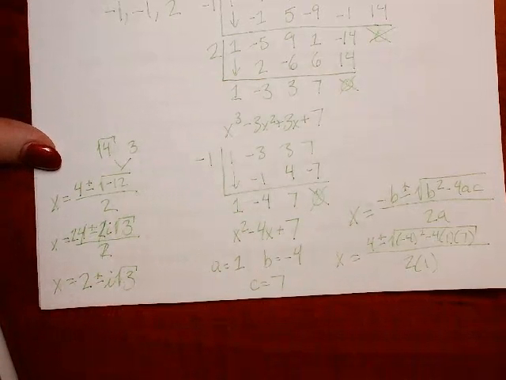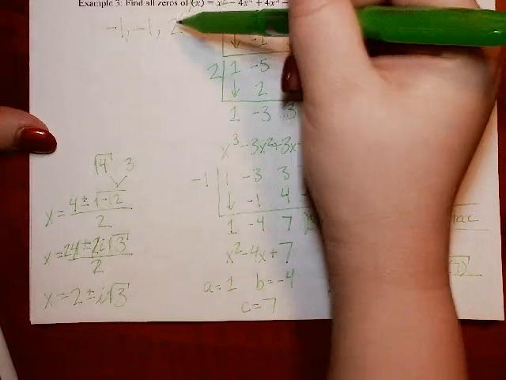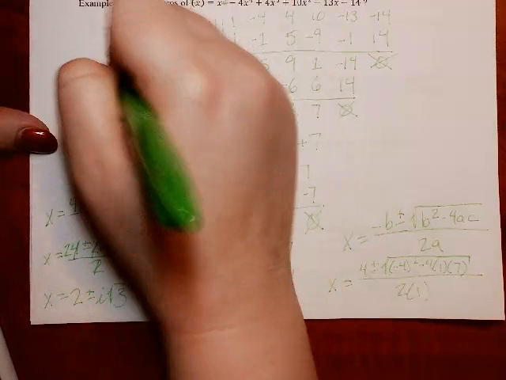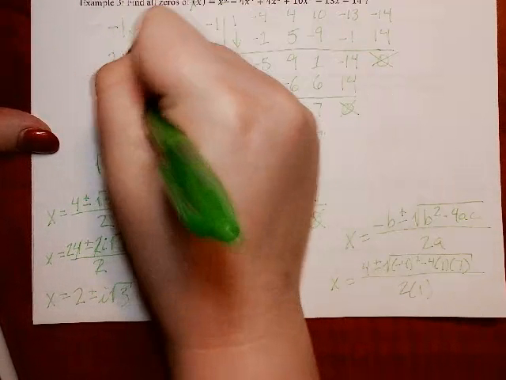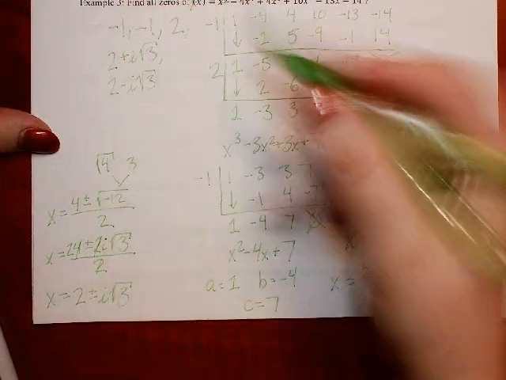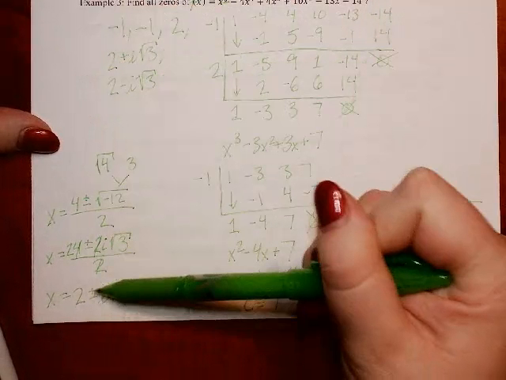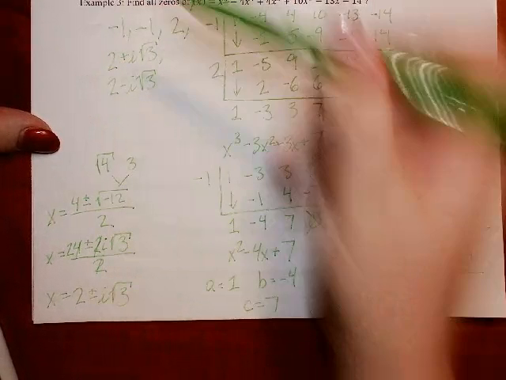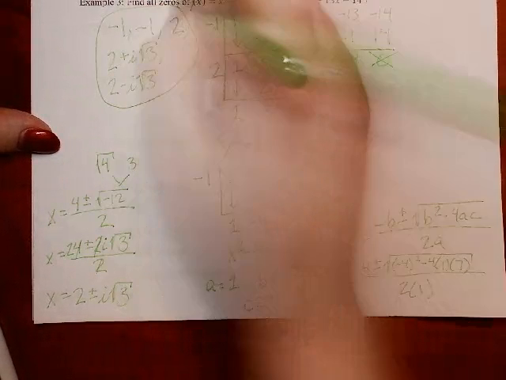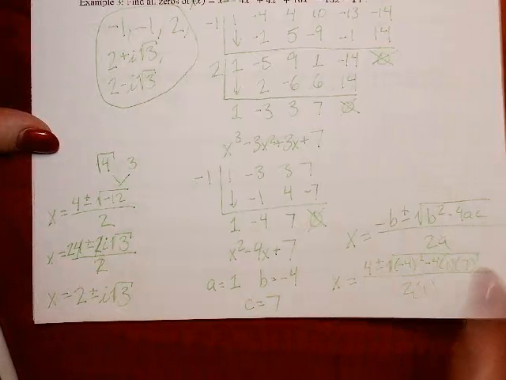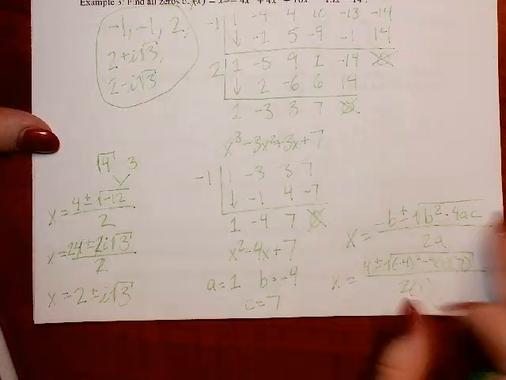So our zeros are negative 1, 2, and then 2 plus i root 3, and 2 minus i root 3. So these are both imaginary, and because there's a plus or minus here, we get 2 answers. So now we have 1, 2, 3, 4, 5, which is how many we wanted. So we are done there. Okay, if it had said find all real zeros, we would have only had 3. But it wanted all zeros, and we know there are 5 of those.